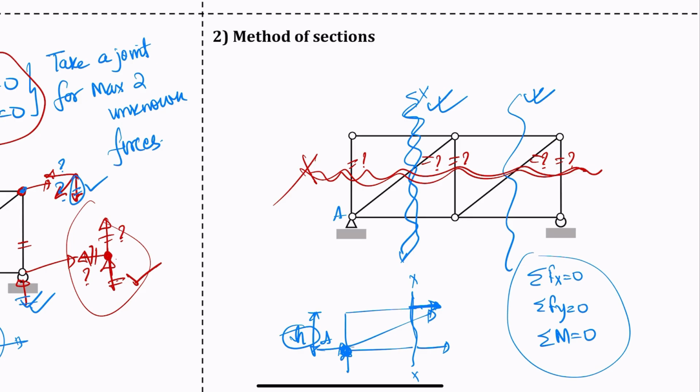And will it be a problem? No, it's not going to be a problem. You just have to do extra work to find those two other unknowns. So make sure that you cut no more than three. Then you can ask, what about this? Can I cut this section? Yes, you can cut this section because it has two members and you have three equilibrium equations, so that's good because you can find the unknown forces.